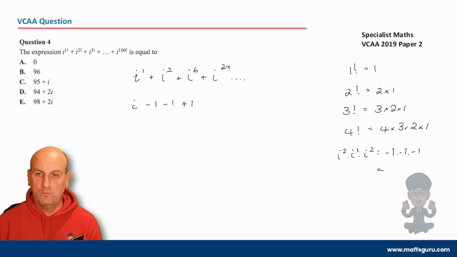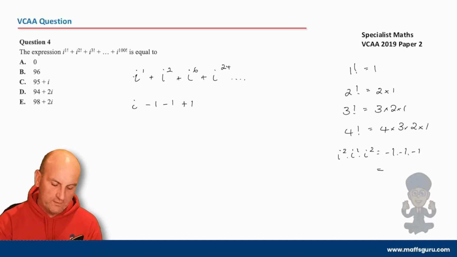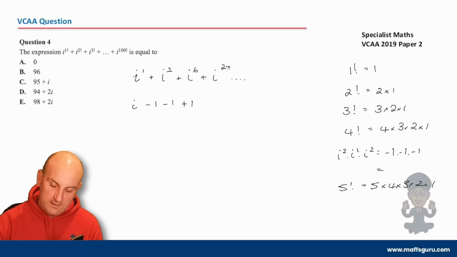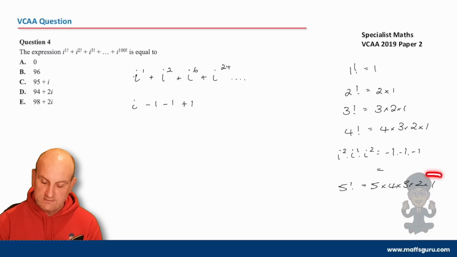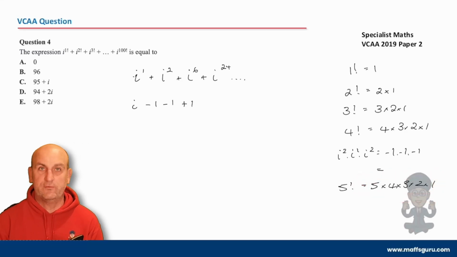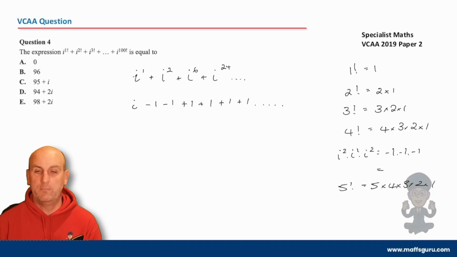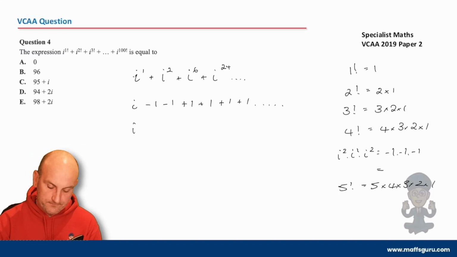And then what do I have? Well, i to the power of 5 factorial. What's 5 factorial? It doesn't really matter, because we know that's 5 times 4 times 3 times 2 times 1, and ultimately we've got a 4 in there. So all of these are going to be some sort of multiple of 4. And we know that multiples of 4 are always going to be plus 1, plus 1, plus 1, and all the way up. So we've got i minus 1 plus 1, and how many numbers are there?